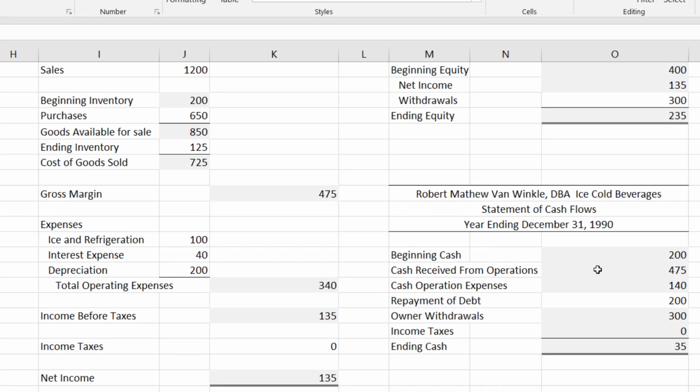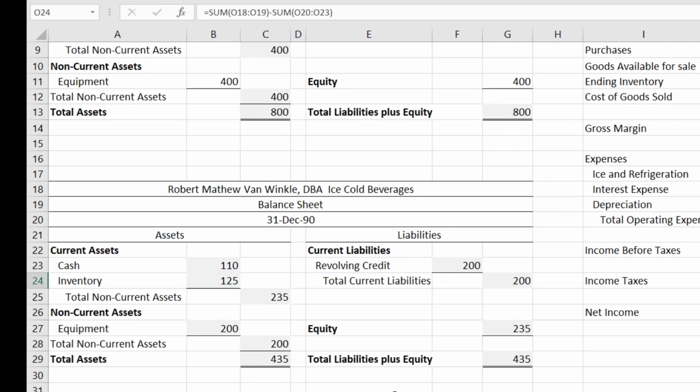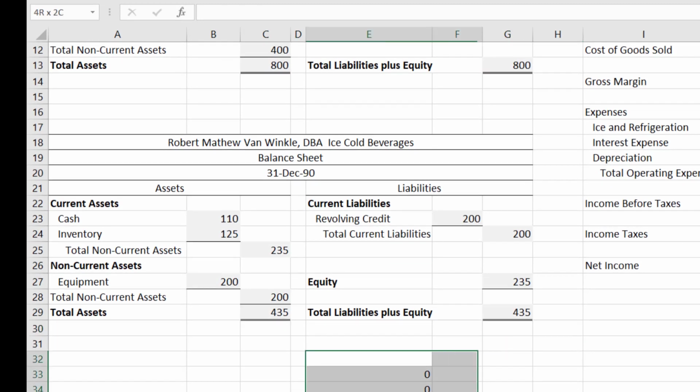So, let's take a look at this cash received from operations. And let's ask, maybe we calculated that wrong. Maybe we should make that equal to our sales minus our purchases. Let's hit enter. Now we have even more ending cash of 110, and we scroll over and we find that our balance sheet now balances just fine.